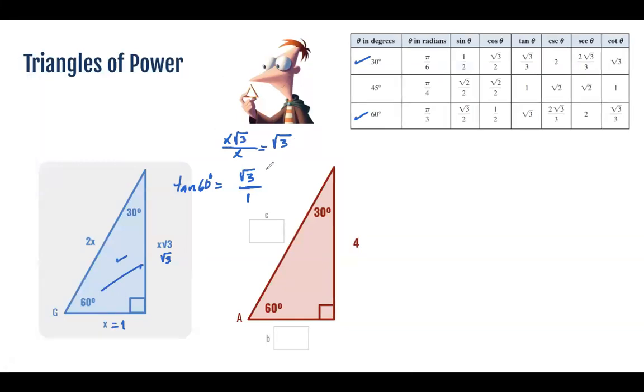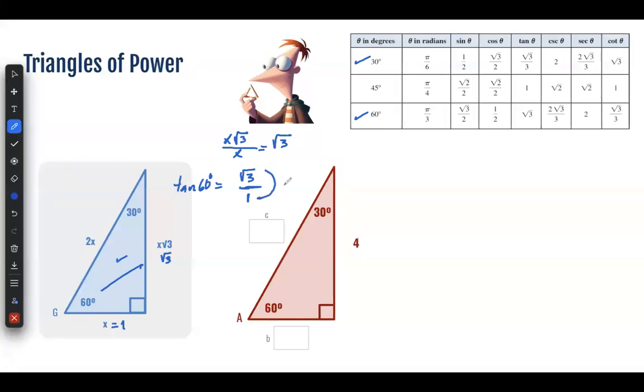So that is the relation, the ratio between the opposite and the adjacent. So that relation has to be true for this triangle as well. So if tangent of 60 degrees is equal to the square root of 3 over 1 for the first triangle, it has to be true for this triangle as well. So tangent, let me use a different color, one that matches the triangle.